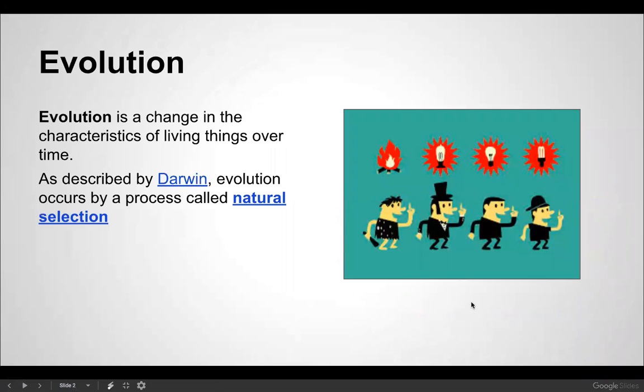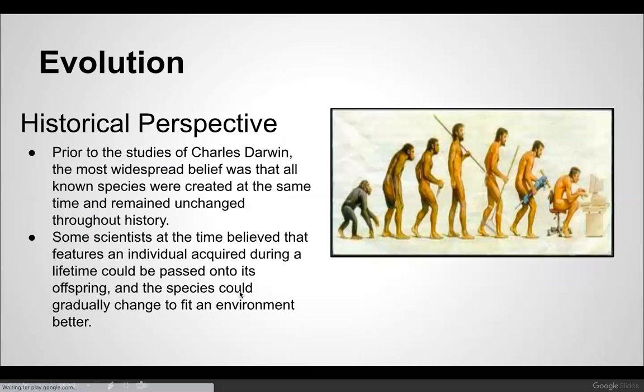So here we go. Evolution is a change in characteristics of living things over time. As described by Darwin, evolution occurs by a process called natural selection. Okay, so that's kind of what we'll be going through here. What were Darwin's theories, what was the process called, and how does it work?